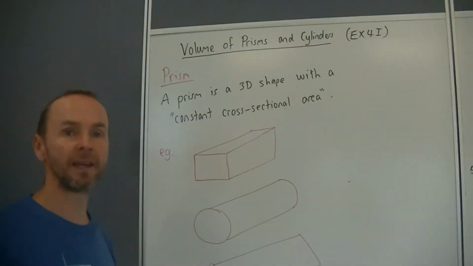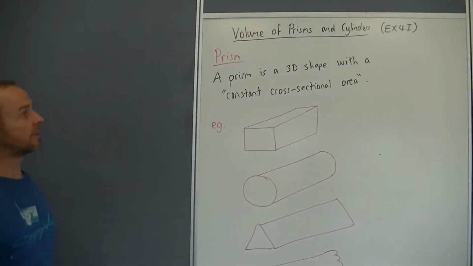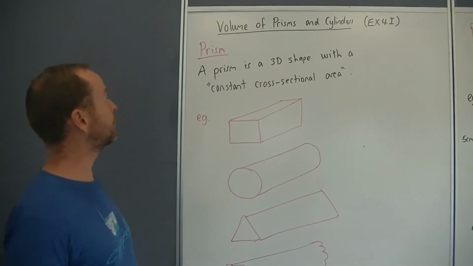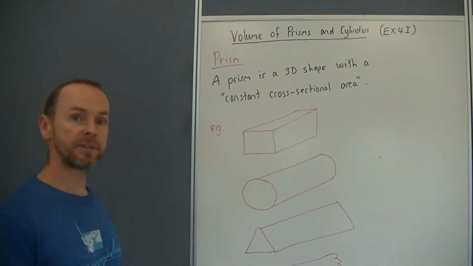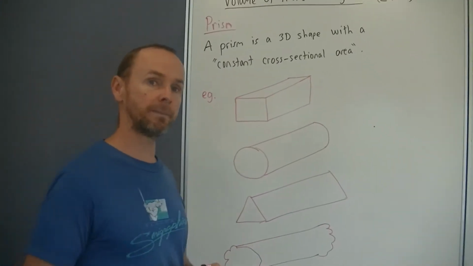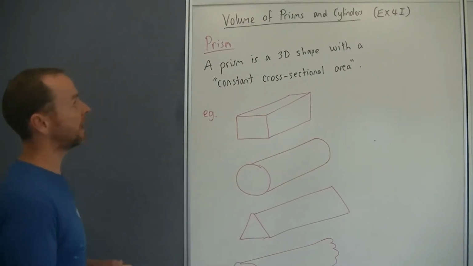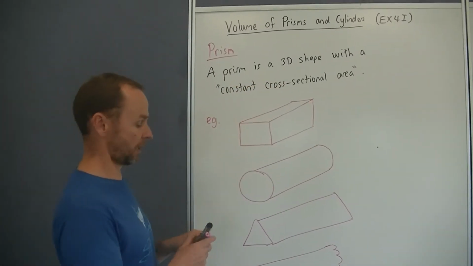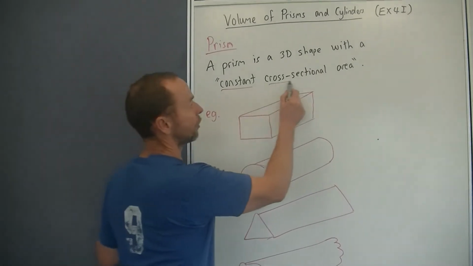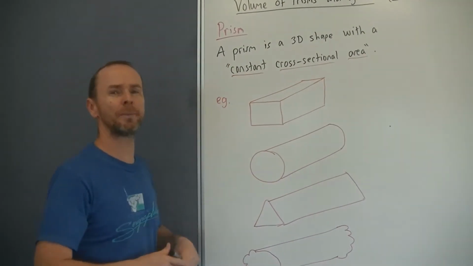Excellent, good job. Alrighty, year 8s. So, first thing you need to know is what a prism is. A prism is not where you go when you're naughty, that's something different. So a prism is a 3D shape that's got a constant cross-sectional area. And what do I mean by that?